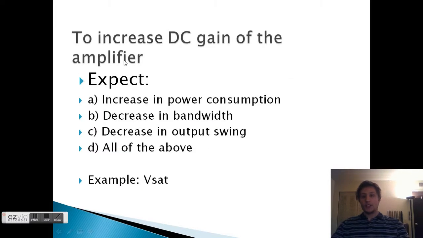Now, to increase the DC gain of an amplifier, we're going to expect all three of these things. We're going to increase the power consumption, decrease the bandwidth, and decrease the output swing. A good example of this is by VSET.